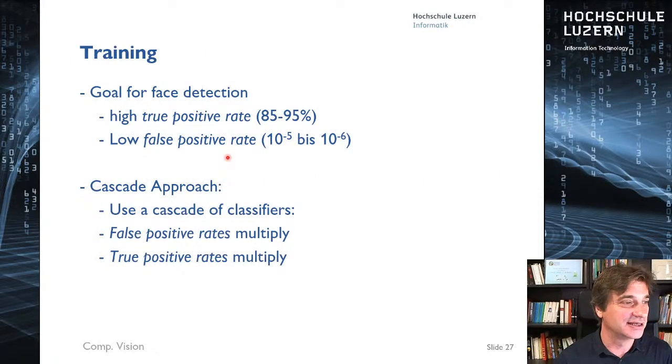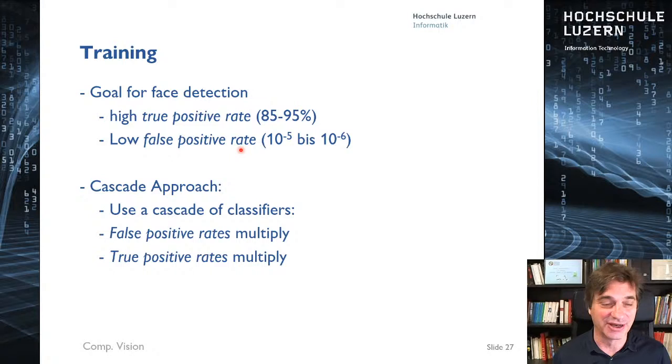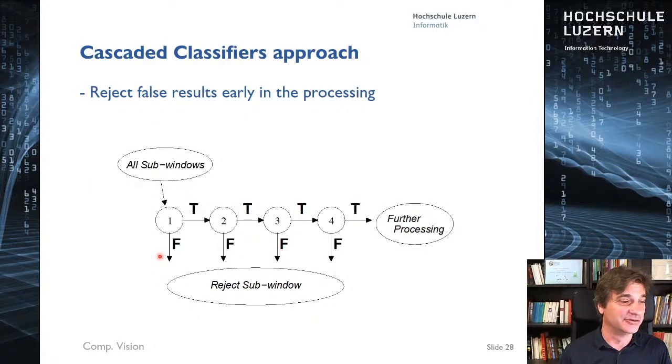So all in all, they wanted to have a high true positive rate of about 90% of really detecting a face when it's actually there. And they want to have a low false positive rate, where they say, okay, there is a face, but it's not actually a face there. For that, they use a cascade of classifiers, and this has the effect that the false positive rates and the true positive rates in those cascades multiply.